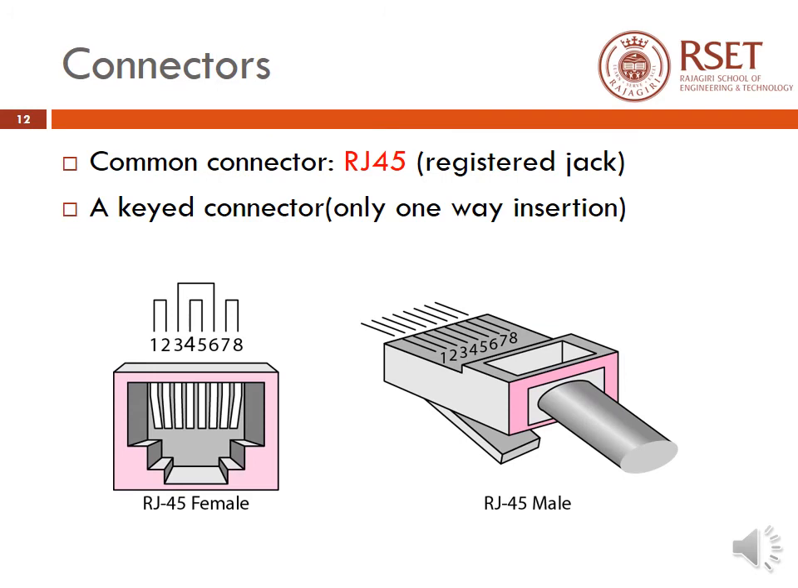The most common connectors used for twisted pair cable are RJ45 or registered jack 45 connectors. It is actually a keyed connector, that is, only one way insertion is possible. In this diagram you can see the RJ45 male part and the female part, and you must have seen it in the Ethernet LAN connection cables. So this is the popular RJ45 connector.